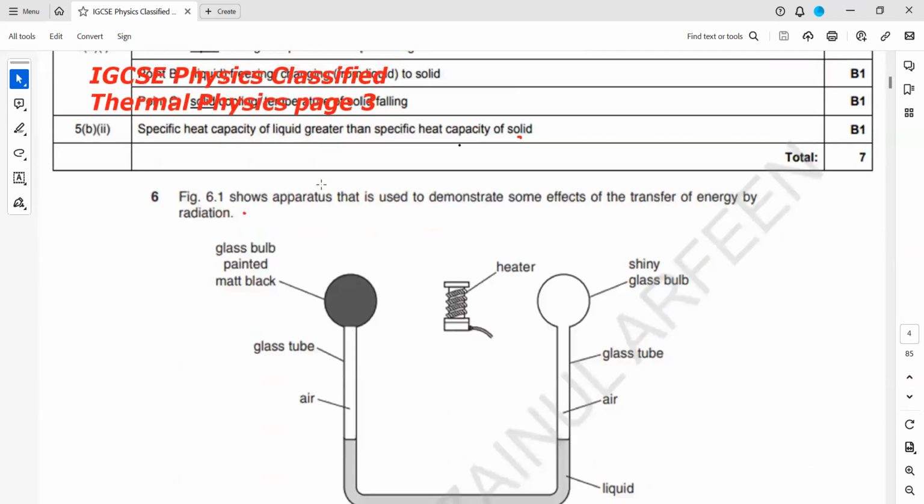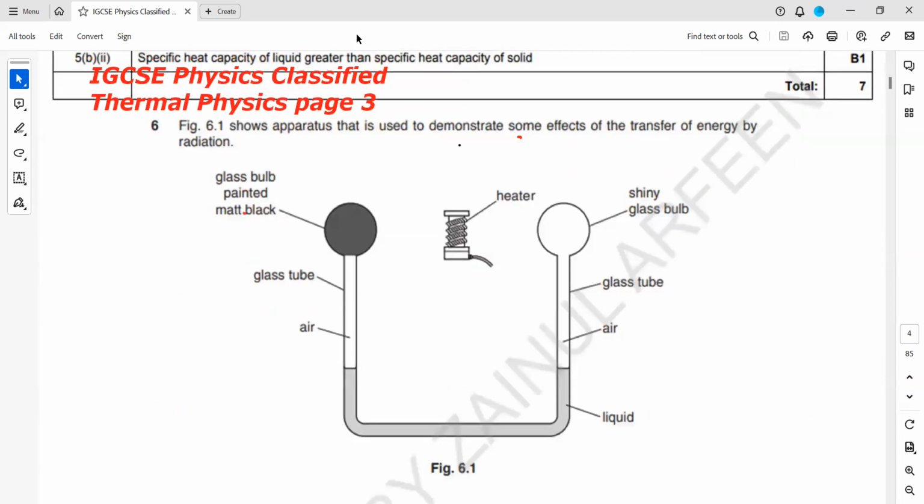The answers are also given after each question. The answer is there. This one is page number 4.